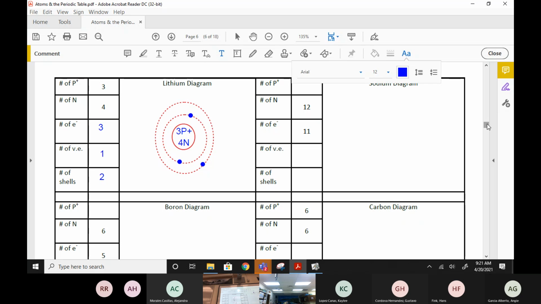So, boron is the next one. And we know that it has 6 neutrons and 5 electrons. Now, the electrons are the same as the protons. So whatever it says for electrons, just put that in for protons. Good. Now, I think you should do this one next. Always do shells before valence.